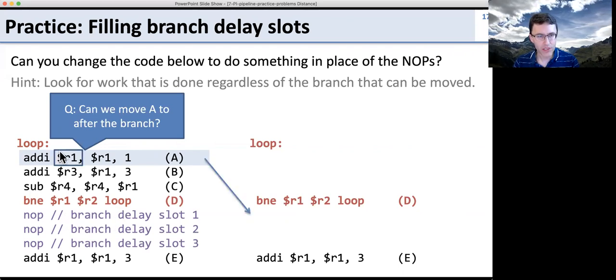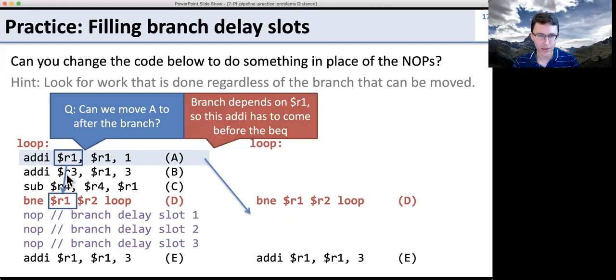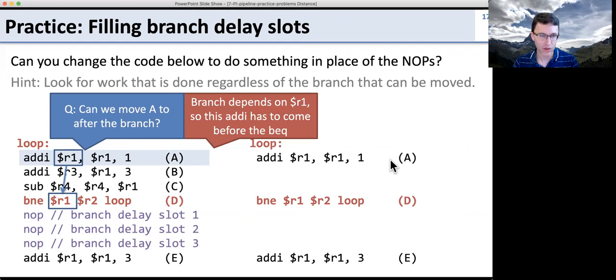Well, if you look at what it's doing, this is actually creating the value in register 1, but we need the value in register 1 for the branch. So this has to come before the branch because we have to be able to compute it. So the branch depends on it, so we can't move this to after the branch. So that has to go before it.